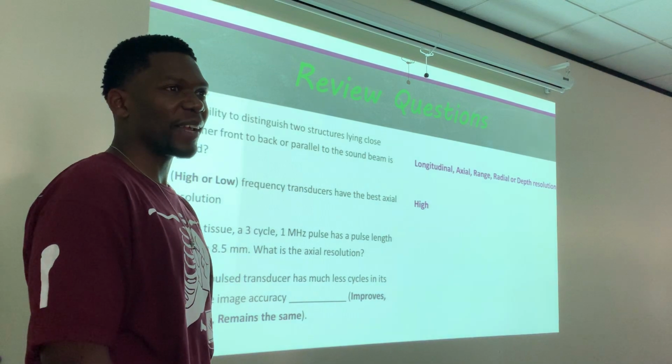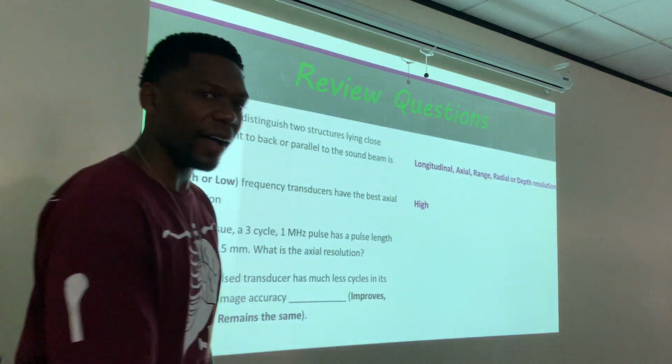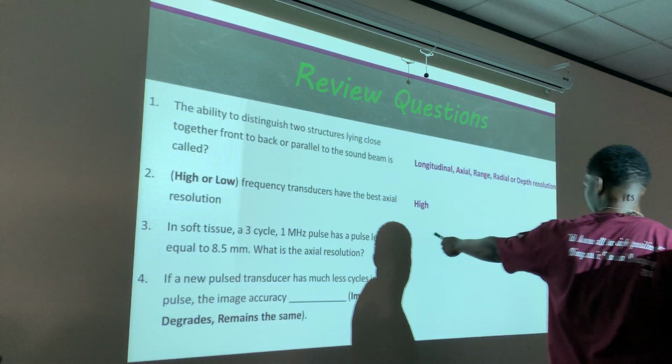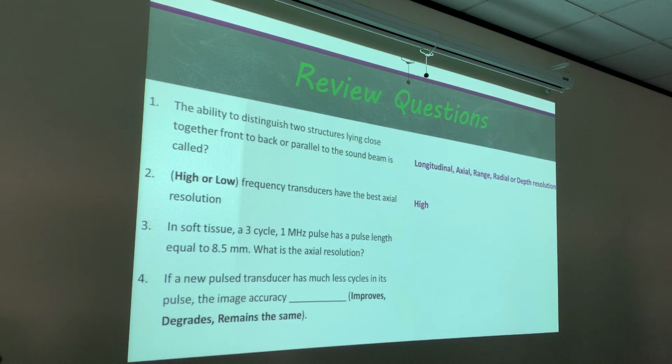Guys, please don't pull out your calculators for this. Somebody help her out. 4.25, guys, our axial resolution, right? Because our axial resolution is equal to the spatial pulse length divided by 2. Our pulse length is equal to 8.5 millimeters. Half of that is 4.25.